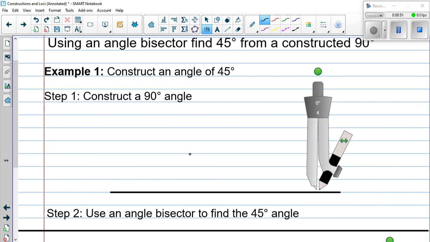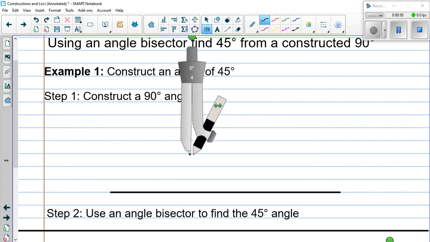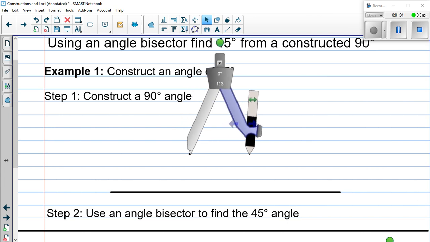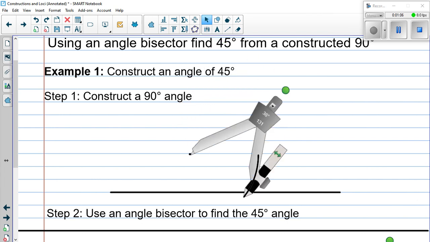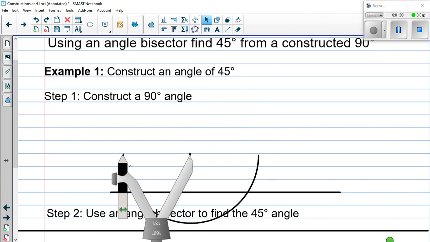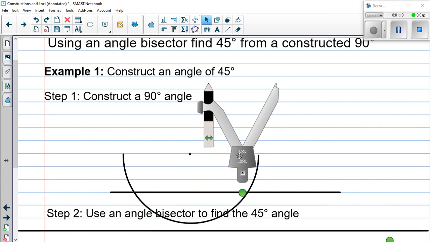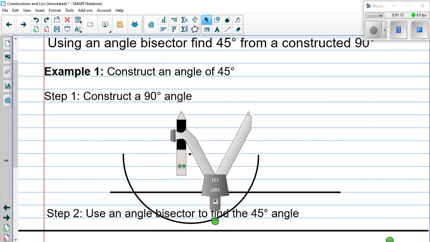I have to give myself a point on my page I'm going to work with. So, I'm going to work with that little point there. Doesn't matter your point, because we're just trying to find a 45 degree angle. We don't really care where. We didn't have any specifications. So, drawing it so it passes in two places, our arc. Right?